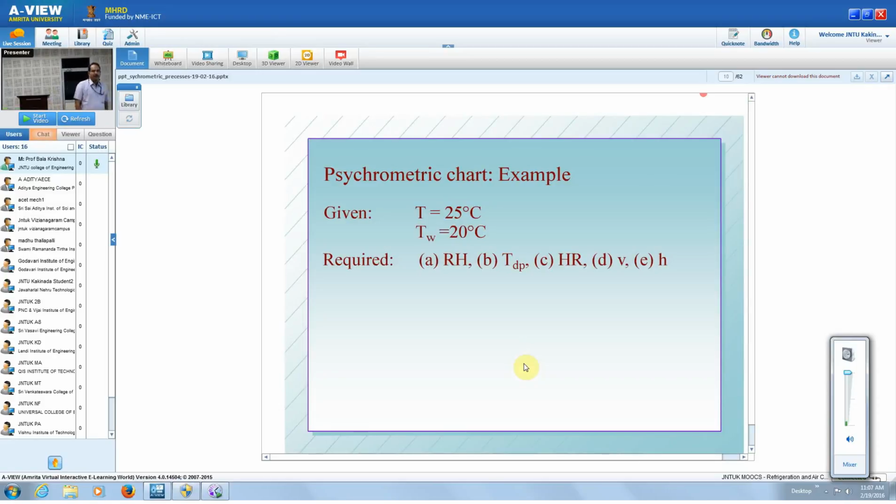This is a psychrometric chart example, which we already discussed in the last class. If you know the dry bulb temperature, 25 degrees centigrade, and the wet bulb temperature, 20 degrees centigrade, we can calculate the following: the relative humidity, dew point temperature, humidity ratio, specific volume, and the enthalpy also with these two values. In the last class we also saw some problems, how to locate on the psychrometric chart, and analytically also we can do.